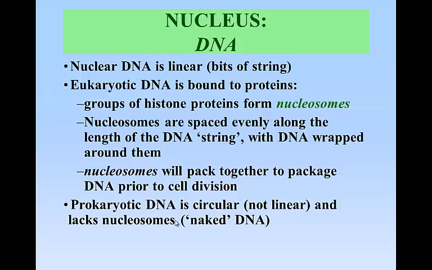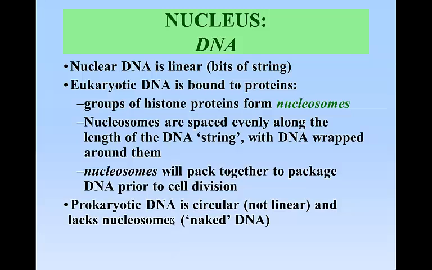Okay, it's surrounded by proteins. The proteins are actually called histone proteins. They tend to be positively charged because DNA is negatively charged. The DNA surrounds or groups around the histone proteins, and it forms these things called nucleosomes. We'll find nucleosomes evenly spaced along the DNA with DNA wrapped around it.